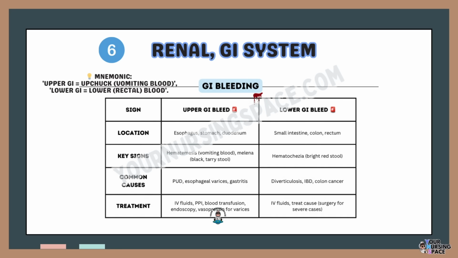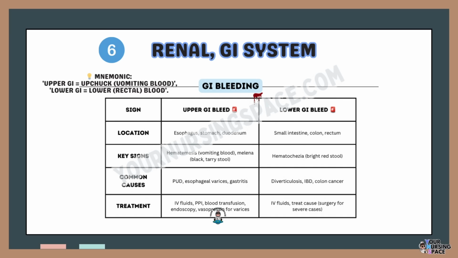A GI bleed can be upper, esophagus, stomach, duodenum, or lower, small intestine, large intestine, rectum. An upper GI bleed is typically caused by peptic ulcers, esophageal varices, or gastritis. The hallmark signs include hematemesis, which is vomiting blood, coffee ground appearance, and melena, which is black tarry stools.